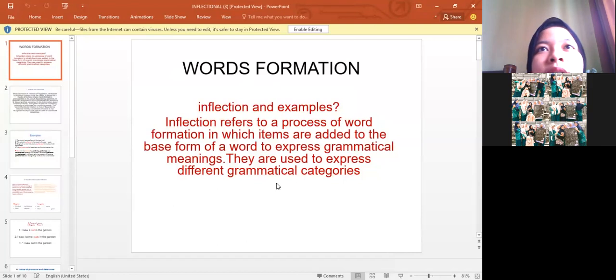I will explain the material titled word formation. The second one is what is inflection and examples. Inflection refers to a process of word formation in which items are added to the base form of a word to express grammatical meanings. They are used to express different grammatical categories.